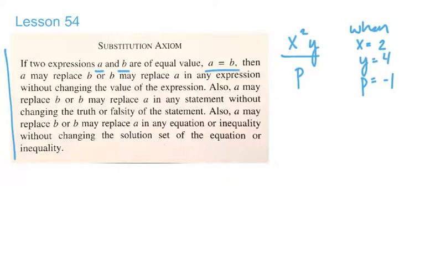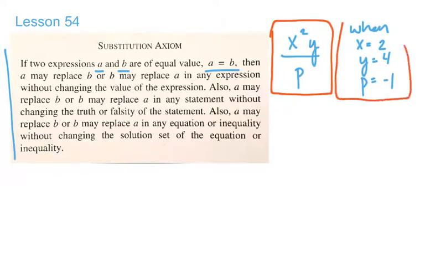So here's their example over here on the right. If you're given x squared times y divided by p, and then they also give you a set of values for each of those variables, the substitution axiom is what allows you then to plug things in and substitute. So in this situation, we have x equal to 2. So if we rewrite the equation, plugging in a 2 for the x, I'm going to keep the squared there as well. And then if y equals 4, I'm going to plug in the 4 for y.